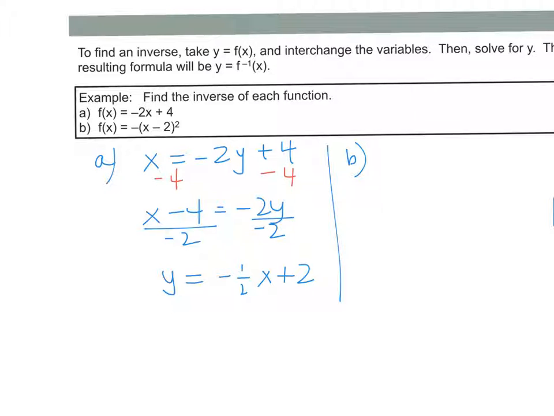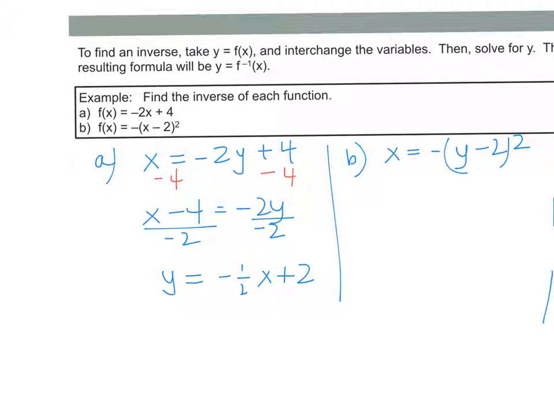It's not a trick, it's going to be the same. So I switch x and y around, so x equals negative bracket y minus 2 bracket squared. Yeah. So just like that. Okay, and now it's just a matter of solving for y.